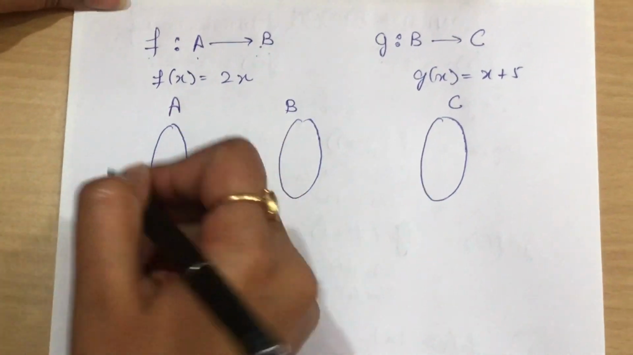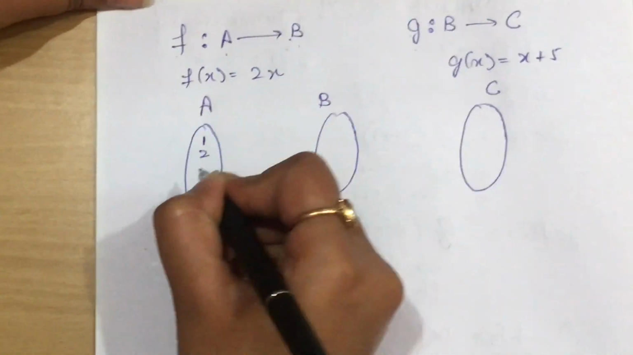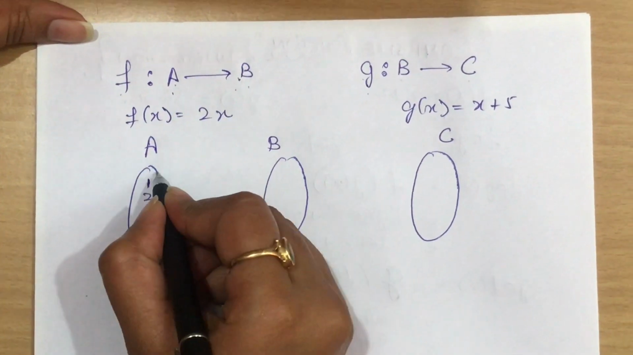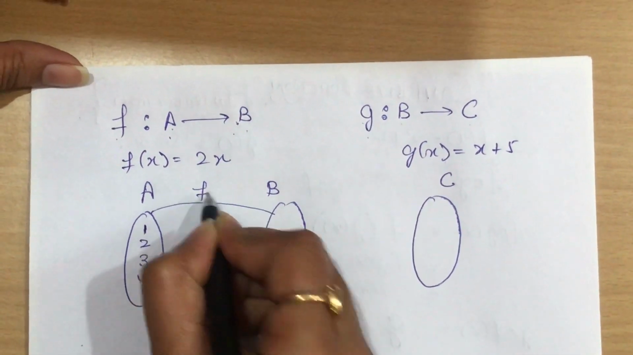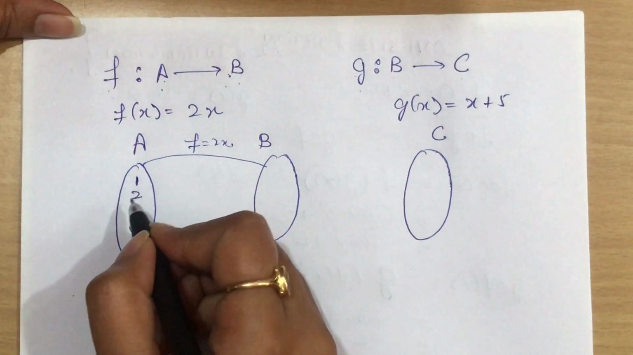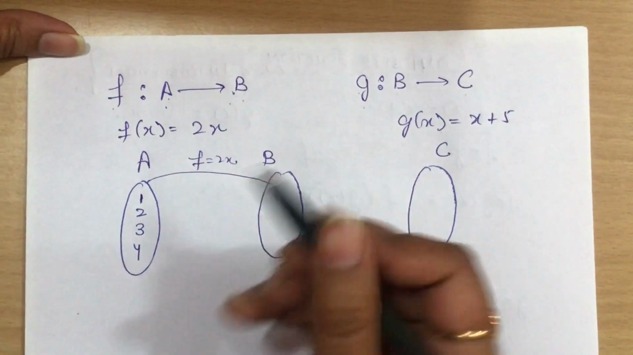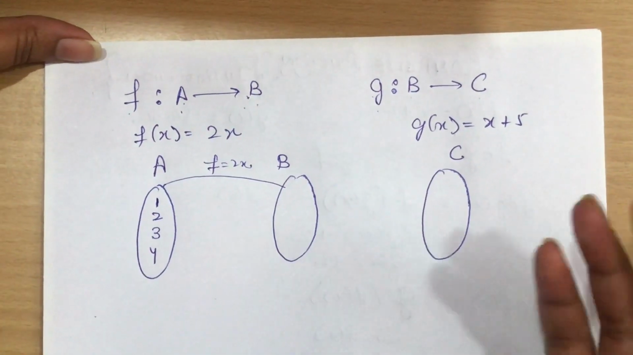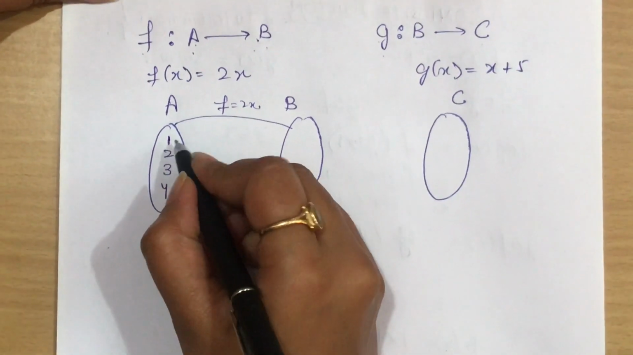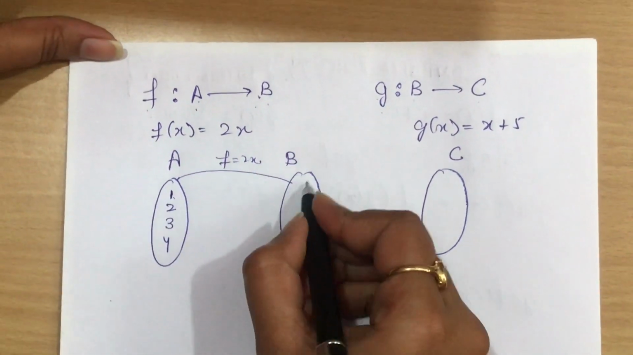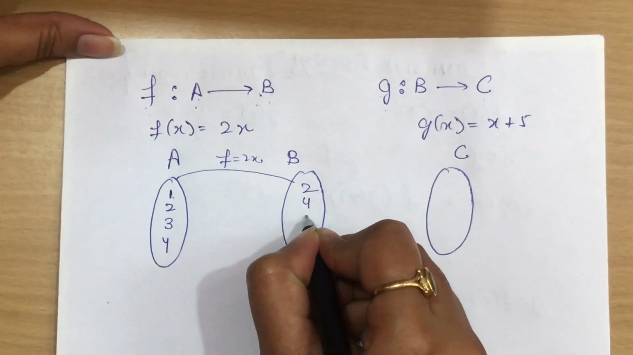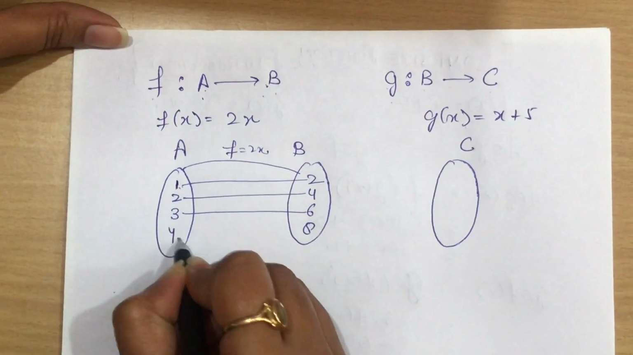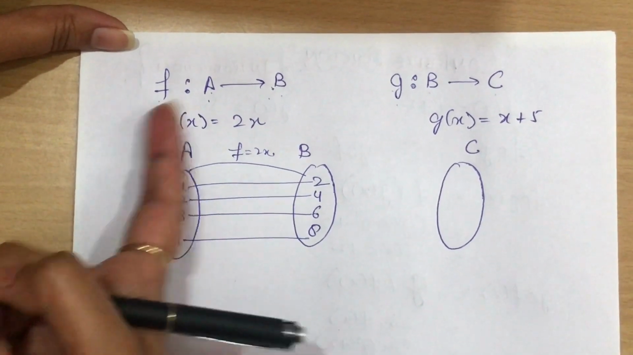For example, if you take some elements in your non-empty set A, for example 1, 2, 3 and 4, and your function is from A to B. It's your function f and it's defined by 2x. So by substituting these elements one by one in the function, we will get your codomain. When you put x equals 1, you will get 2, then 4, 6 and 8. Okay, so these are the mappings for the function from A to B.